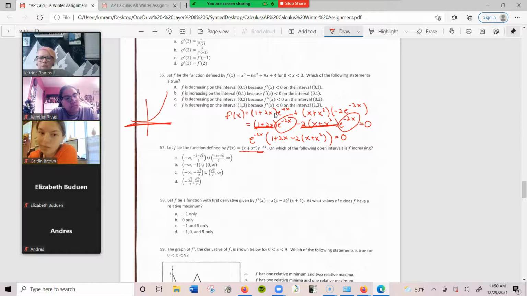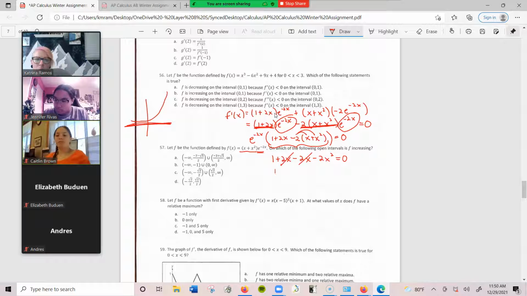So now what I have to concentrate on is making this here equal to 0. We can distribute this negative 2, and we get 1 plus 2x minus 2x minus 2x squared equals 0. My 2x's cancel out. So 1 minus 2x squared equals 0. Now I'm going to solve for x by subtracting 1, so negative 2x squared is equal to negative 1. And then divide by negative 2.